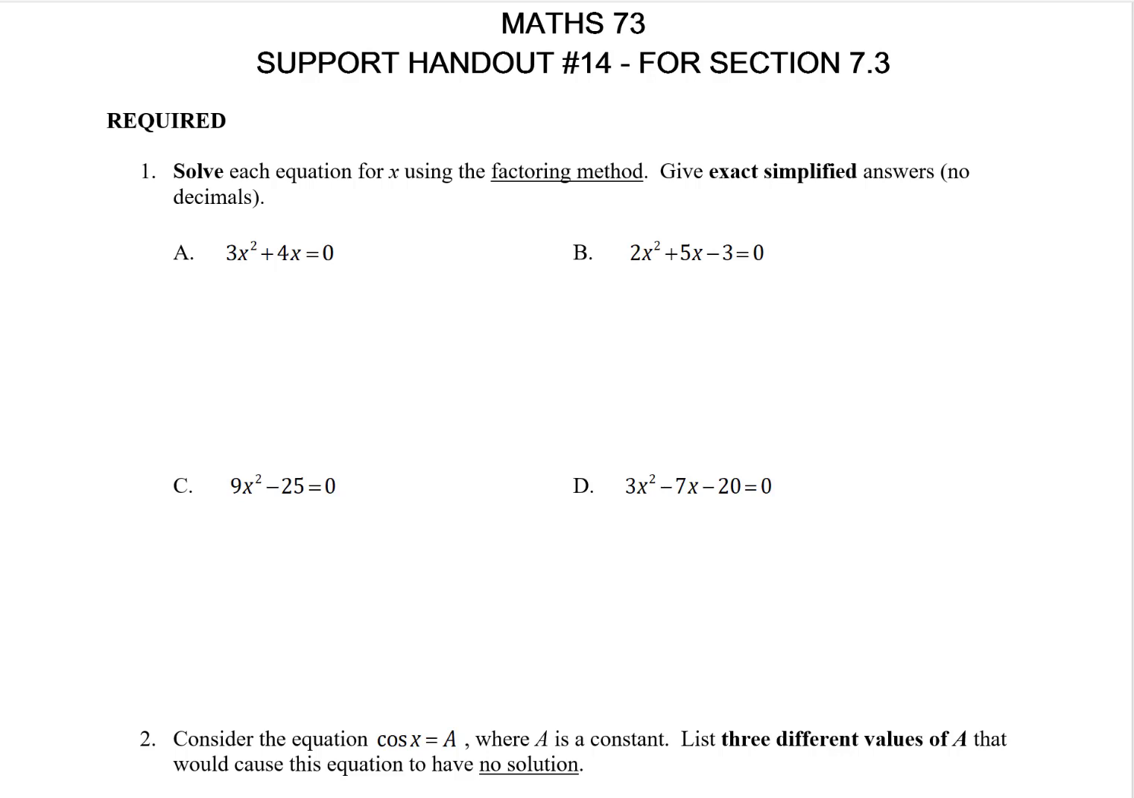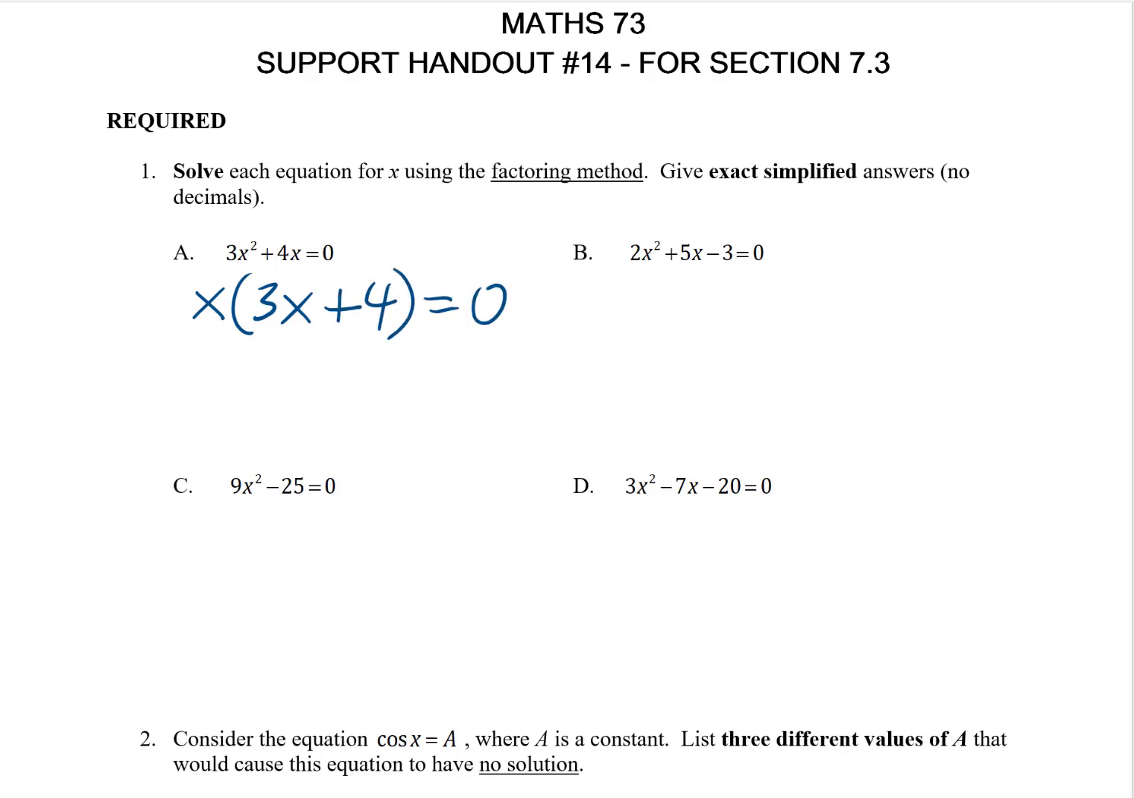Support handout number 14. In problem 1, we want to solve each of these equations using the factoring method from algebra. The way the factoring method goes is you get a 0 on one side. That's been done in all of these examples. And then you factor the other side. In part A, the factoring method that I will use is pulling out the GCF. Both terms have a common factor of x that I can pull out to the front.